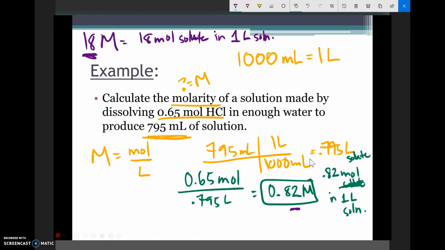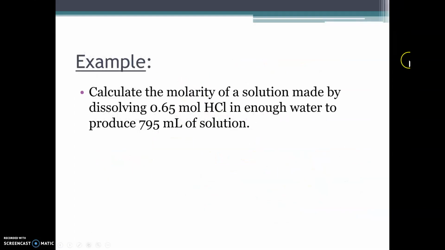If you think back to doing things in the lab, sometimes we had solutions we used and it would be like a 1 molar or a 0.1 molar. So that's what this is dealing with, is the concentration of those solutions.